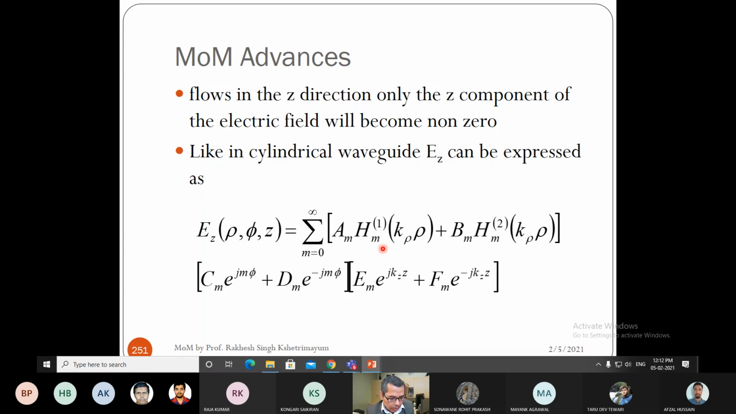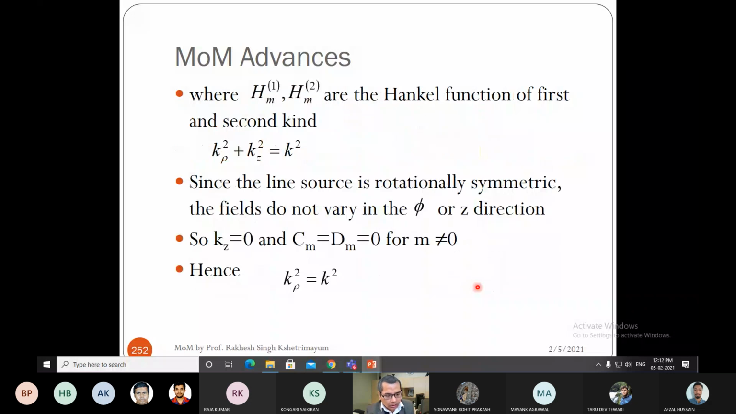This is basically a linear combination of H_m^(1) and H_m^(2), the Hankel functions of the first kind and second kind. Then you have exponential j m phi and exponential minus j m phi. Cm and Dm are unknown arbitrary constants. Em and Fm are also arbitrary constants, and this is the wave propagating along the negative z-axis, and this is the wave propagating along the positive z-axis. You also have the second condition, k rho squared plus kz squared is equal to k squared. This is from the wave equation.